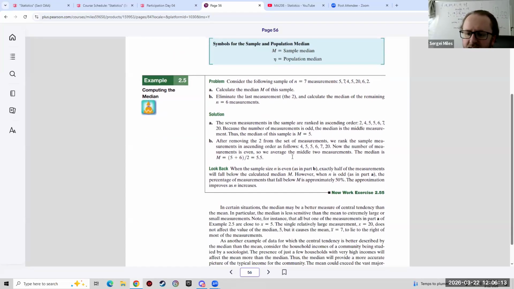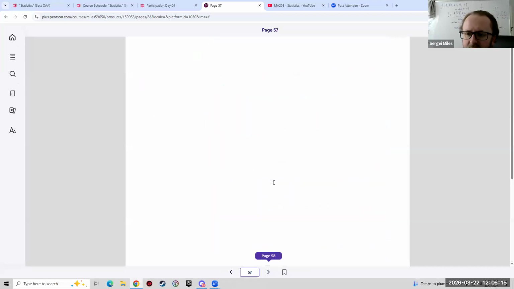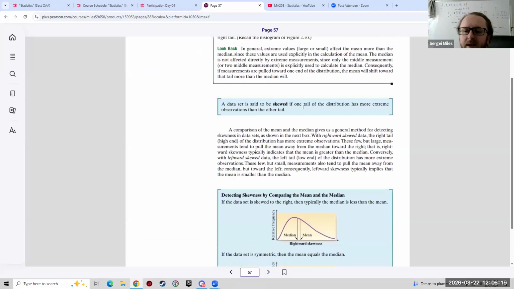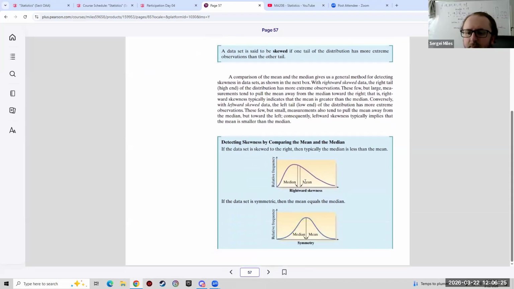So they give an example of finding a median. We did that on the board. Now, when we have skewness, this is when the mean and median are far apart. Again, saw this on the board. Rightward skewness means the mean is to the right of the median. The mean has been pulled to the right.